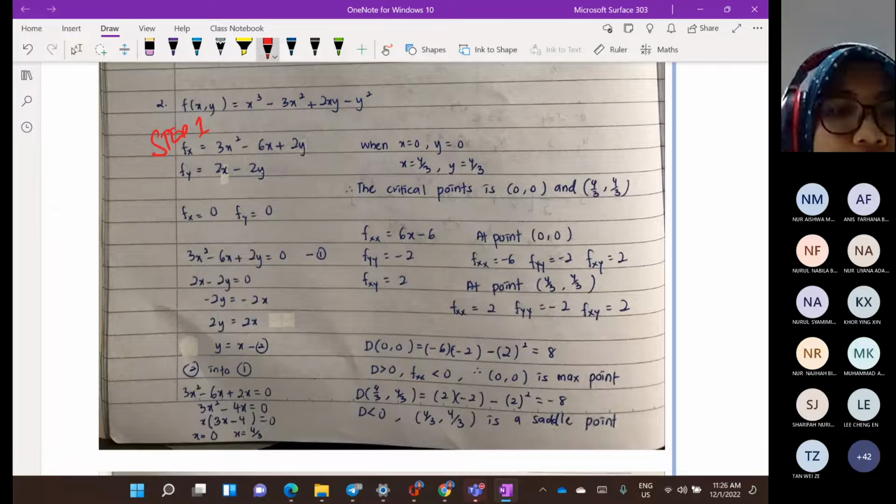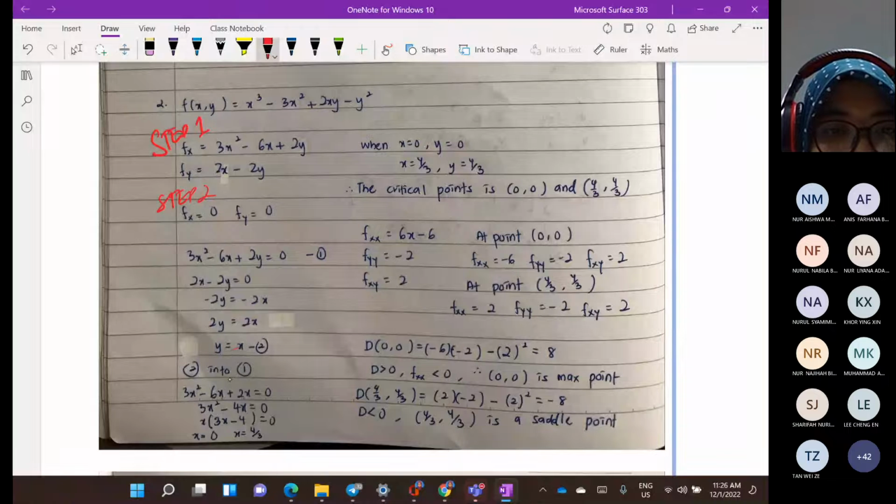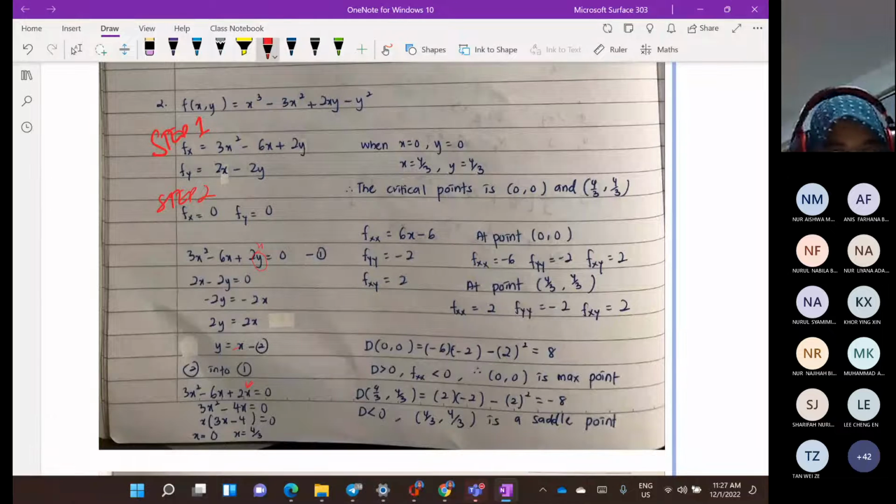Step 1. This is your step 1 and then this is step 2. Okay, step 2. Cari point. Okay, y equals to x. Dapat y equals to x. 2 into 1. So, masukkan. Okay, masukkan dalam 1. 3x square minus 6x plus 2x. Nampak tak? Y ni dia gantikan dengan x. Okay, dalam sini. Okay, so x equal to 0. X sama dengan 4 over 3.